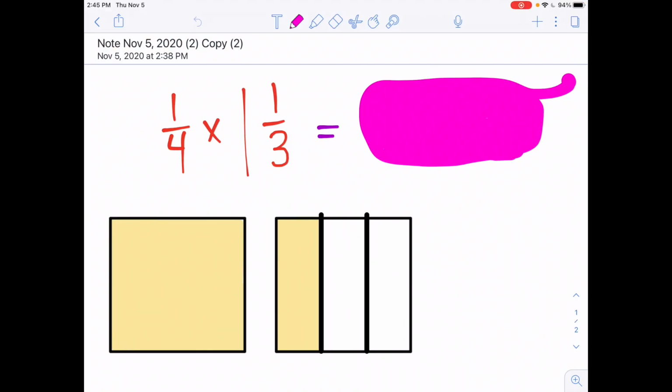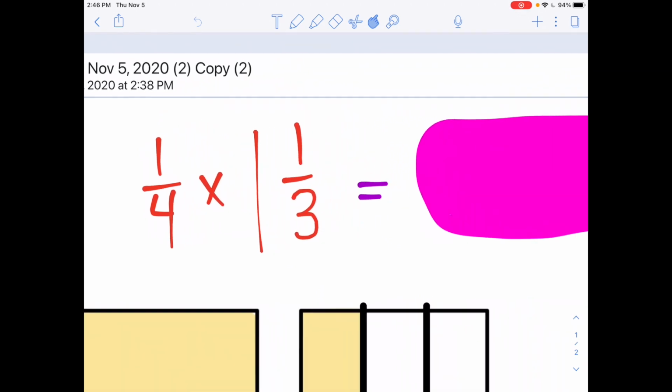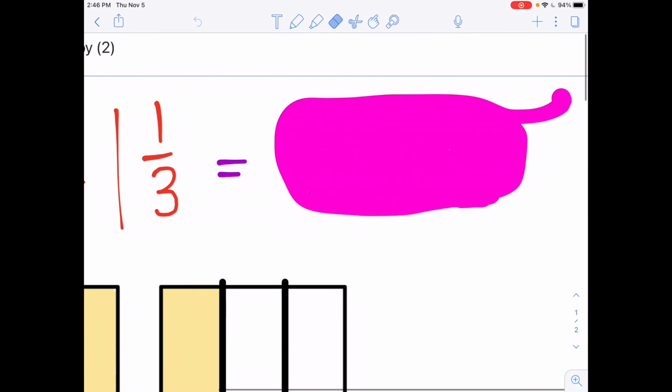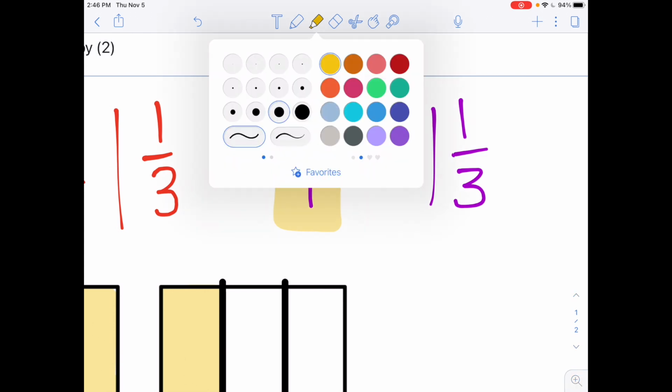We're finally ready for multiplying a fraction by a mixed number. Now again, I'm going to really encourage you to, instead of reading this as 1/4 times 1 1/3, read it as 1/4 of 1 1/3. So I'm going to try to find a smaller part, because this is less than 1. I'm going to try and find this part of this amount.